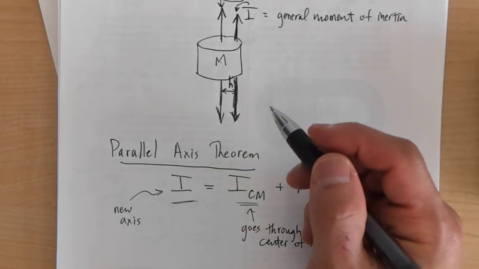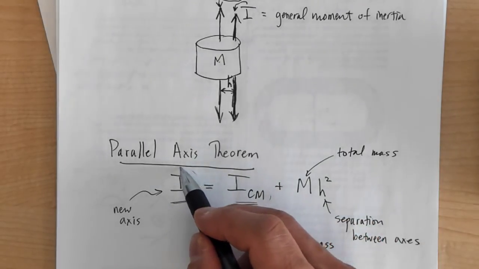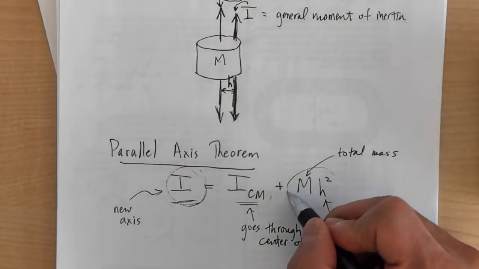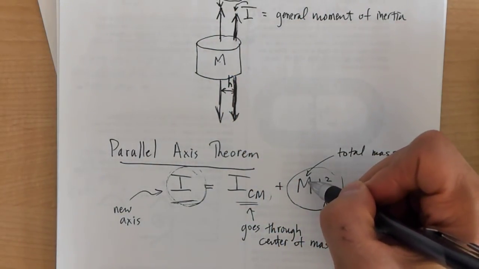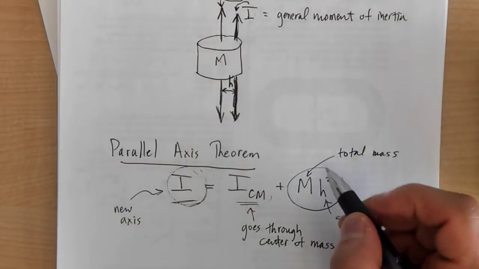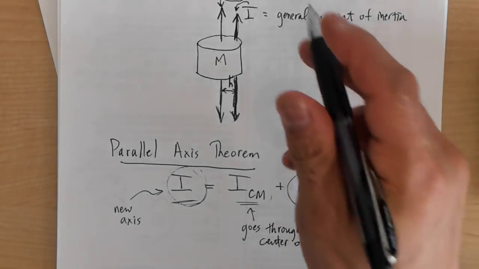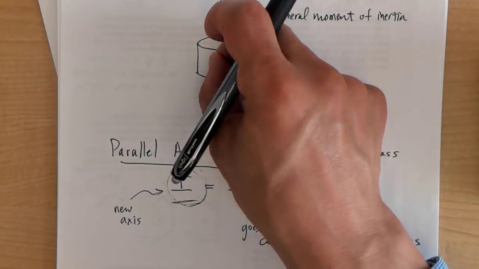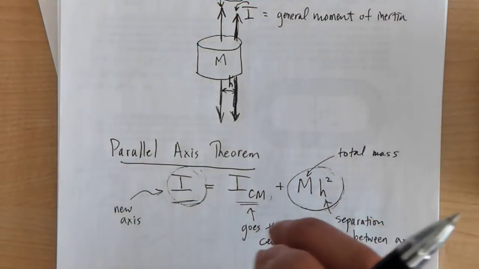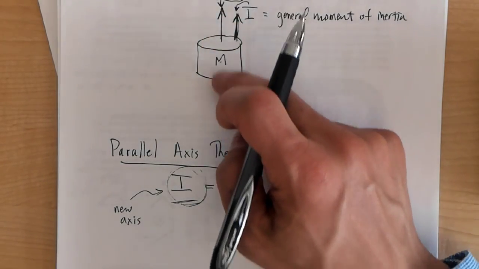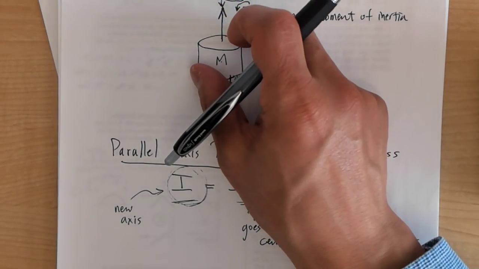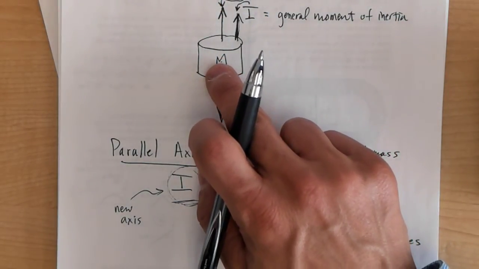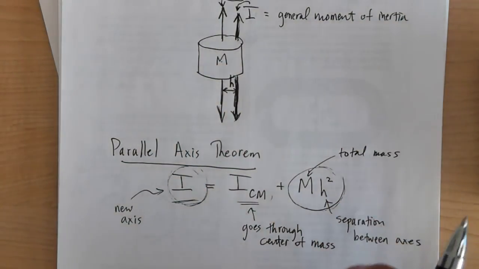One way to motivate this formula is that the extra piece is the moment of inertia of a particle with mass m at a distance h. So the extra piece you're adding is the moment of inertia as though all of the mass of this object was crushed down to its center of mass and was acting like a point particle. So you take the center of mass moment of inertia about its own center, and you add the moment of inertia of a particle with all of its mass crushed down at the center, and that gives you the moment of inertia about the new axis, I equals ICM plus m h squared.